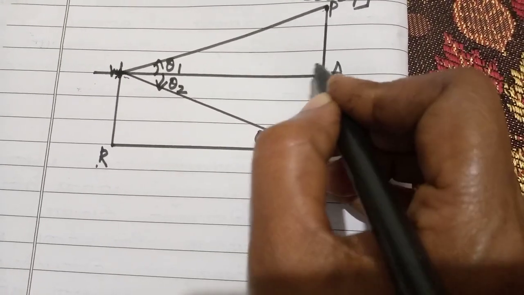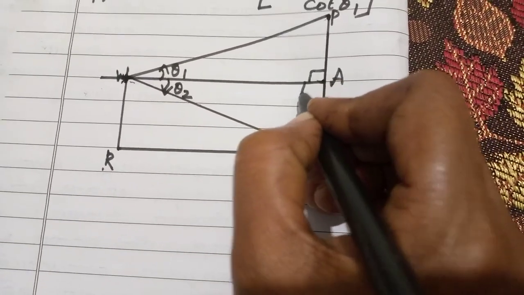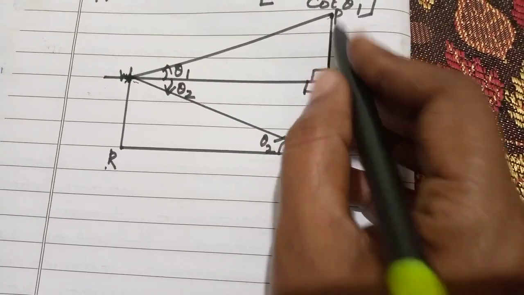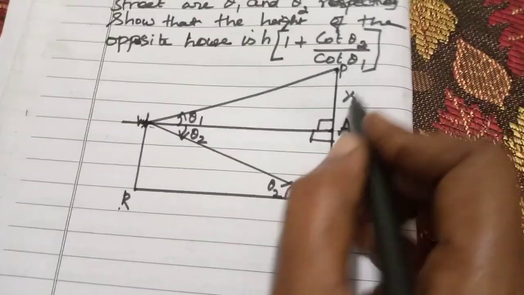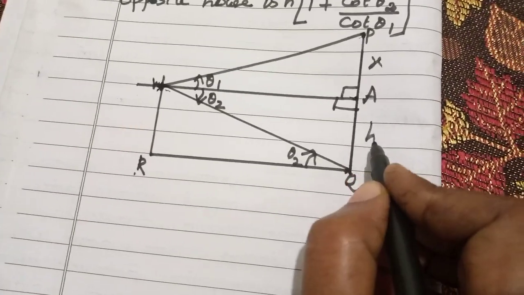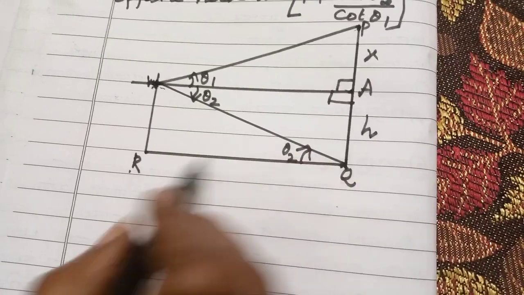Let us name here A. It is a right triangle. This is also a right triangle. PA distance, let us take X. This AQ distance, let us take H. As you wish, you can take. Okay, so what are the values given?